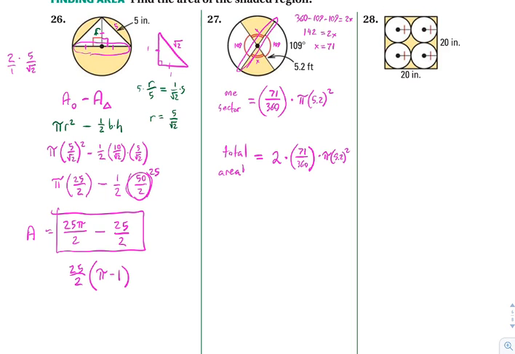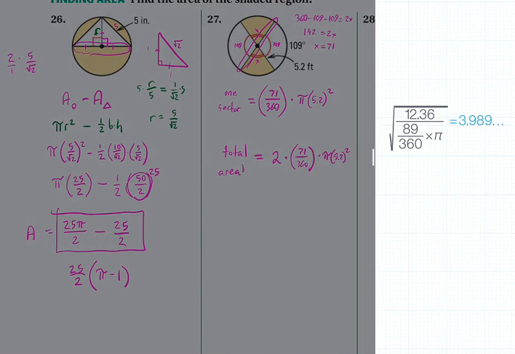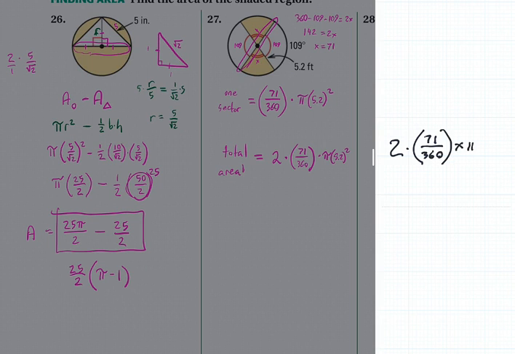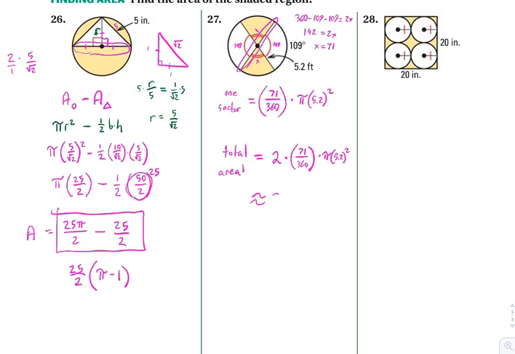Now, since those are decimals and 71 doesn't look like it's going to reduce nicely, I'm just going to go ahead and get an approximate value for that. So I get 2 times 71 over 360 times pi times 5.2 squared. Let's see. Wow, that worked out nicely even with my crazy writing. So 33.507, or 33.51.